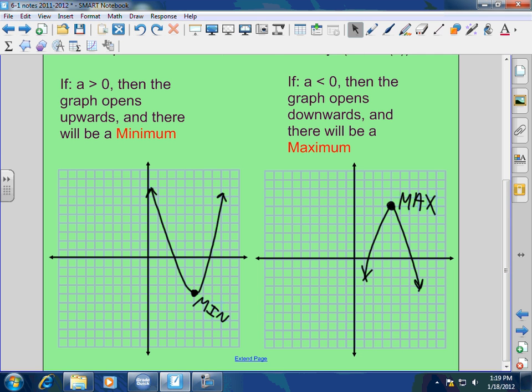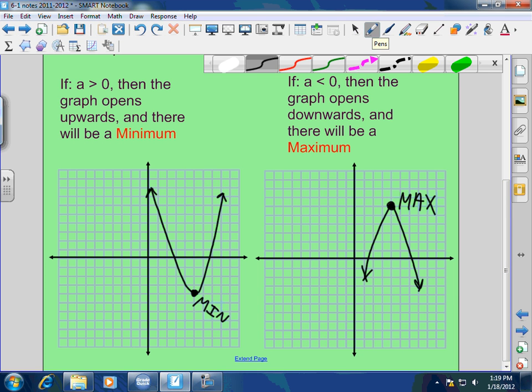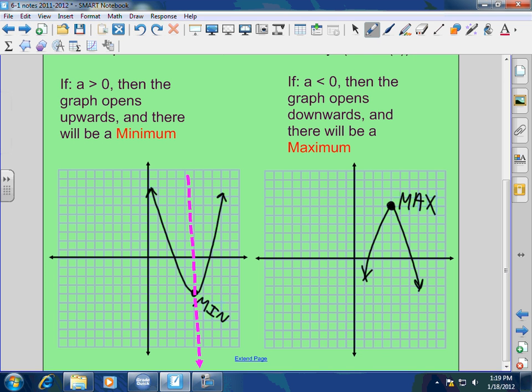Guys, this is my axis of symmetry. Well, not in this case, but that's the axis of symmetry. That's the negative b over 2a. When I plug in the negative b over 2a, that x value, into the original function, I'm going to get a y value. Those 2 points are called the vertex, which in this case is a minimum.